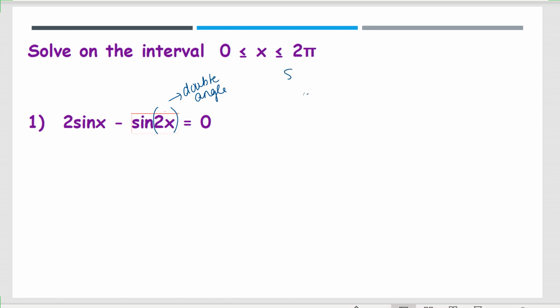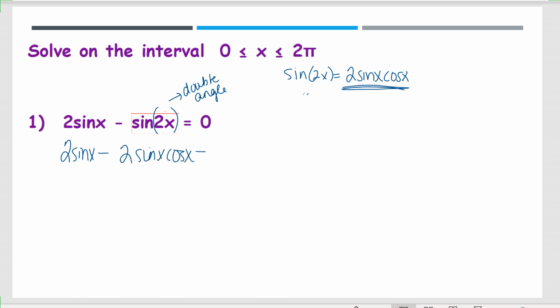So quick check, sine of 2x equals 2 multiplied by sine of x multiplied by cosine of x. So we are just going to take that value of the double angle and replace the second term with its value. So we have 2 sine of x for the first term minus the value of sine of 2x, which is 2 sine of x cosine of x, and all of that is equal to 0.